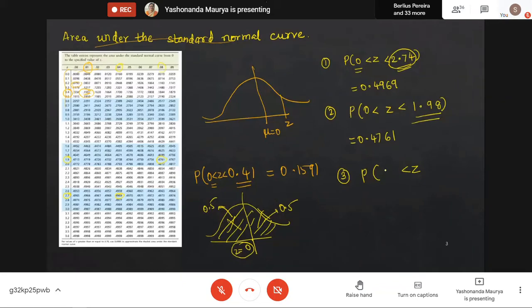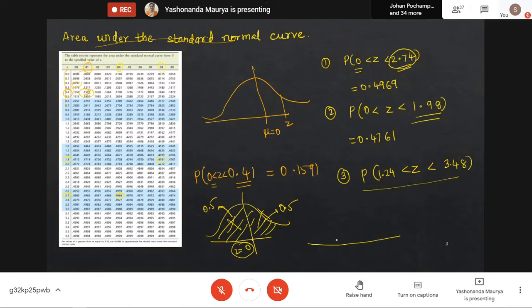Z lies between, say, 1.24 and this one, say 3.48. What is the probability that Z lies in this particular range? Okay, now what is the meaning of this particular thing?